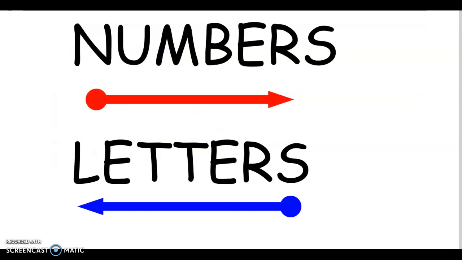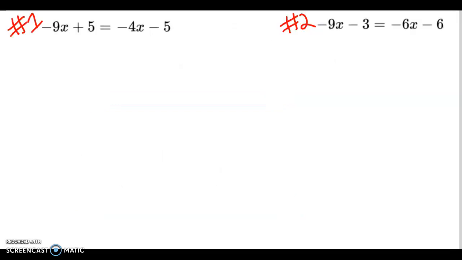The main thing I want to get across is that we're going to move the numbers to the right and letters to the left. So numbers or constant terms are going to move to the right, and variables or letters we're going to move to the left. Now, do you have to do it this way? No, but you want to move one way and the other way. So I choose this: numbers to the right, letters to the left. Let's take a look at the first example.